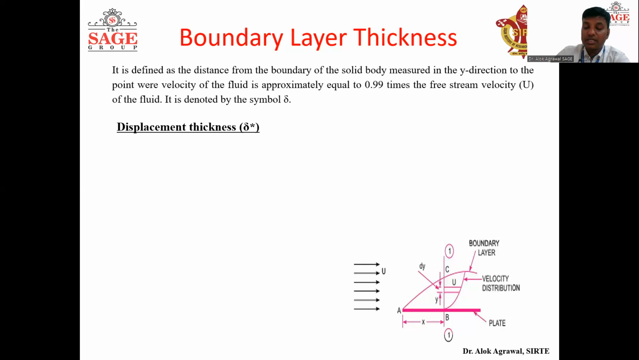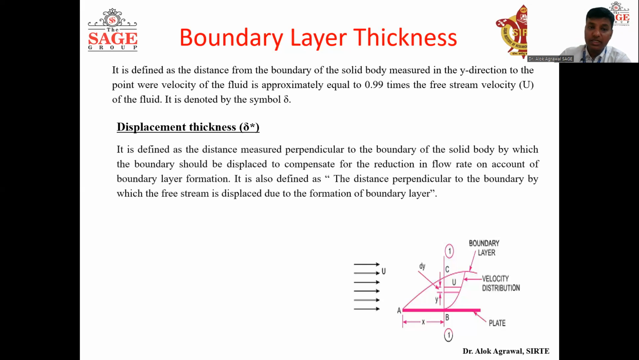Now this boundary layer thickness is of three types. The first one is displacement thickness. Displacement thickness is defined as the distance measured perpendicular to the boundary of the solid body by which the boundary should be displaced to compensate for the reduction in flow rate on account of boundary layer formation.